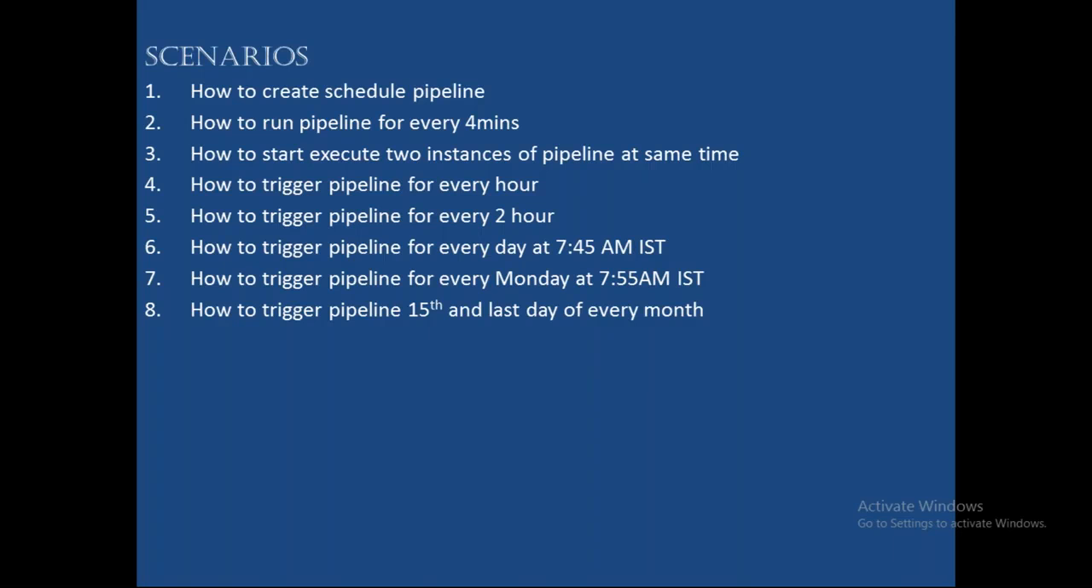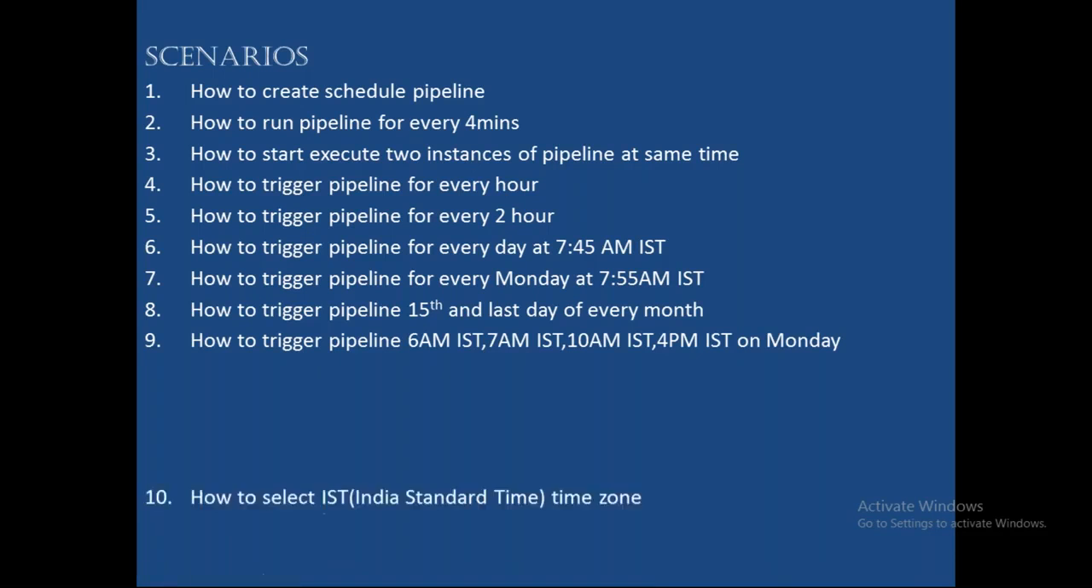Okay, how to execute on the last day of every month, I will show you with configurations. That is possible. Next, how to trigger a pipeline by using a single trigger on Monday at 6 a.m. IST, 7 a.m. IST, again 10 a.m. IST, again 4 p.m. IST. I want to execute the pipeline at 4 different timings on the same day, that is on Monday. How you can do that, we are going to see.